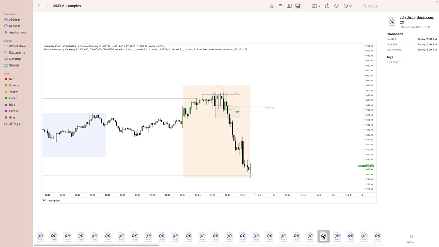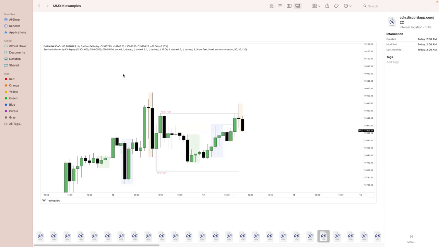So what did 6 a.m. do? Right, it hit the key level. So this is 10 a.m. right here. So if 6 a.m. hit the key level, what do I want 10 a.m. to do? Distribute lower, right?